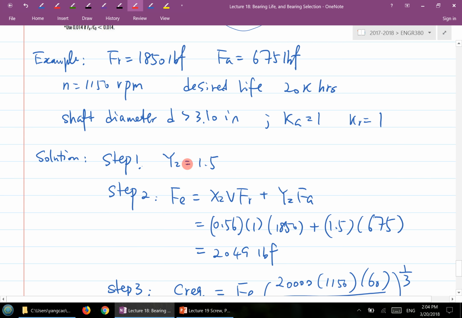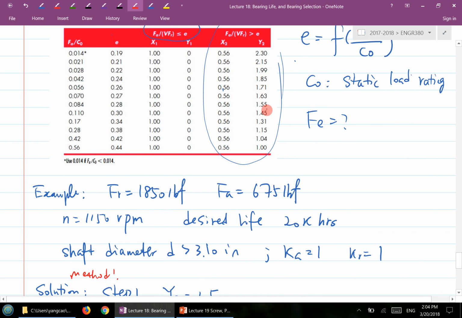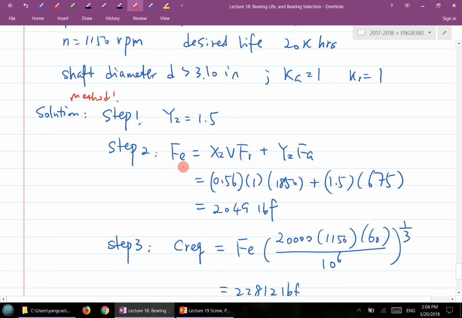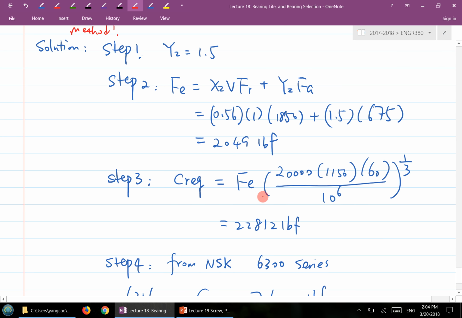In this first step, let's call it the first method, we started with Y2 equal to 1.5. That's a decision by observation, since 1.5 is somewhere in the middle of these column values, right? If you start with 1.5 and calculate the equivalent load Fe, you get 2,149 pound force. Then we can substitute into the load-life equation for the bearing, and we'll get the required dynamic load rating value. This is the value we will use when we look up a bearing from a catalog.